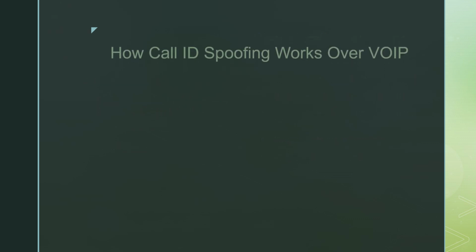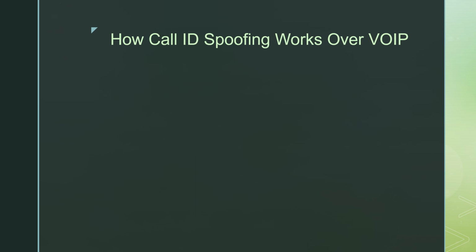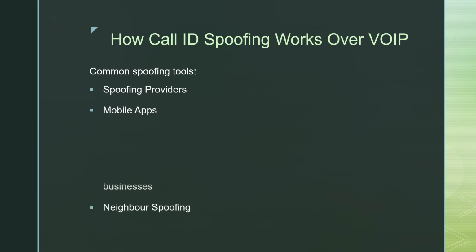This slide will explain how call ID spoofing works over VoIP. As VoIP allows for phone calls to be made over the internet, there are many different spoofing providers and mobile apps that allow a user to configure a phone number before making a call. Once configured, scammers can use different spoofing techniques to run their scams. They can spoof legitimate organizations, businesses, governments, and institutions, or they can use neighbor spoofing. These techniques will be discussed later on.